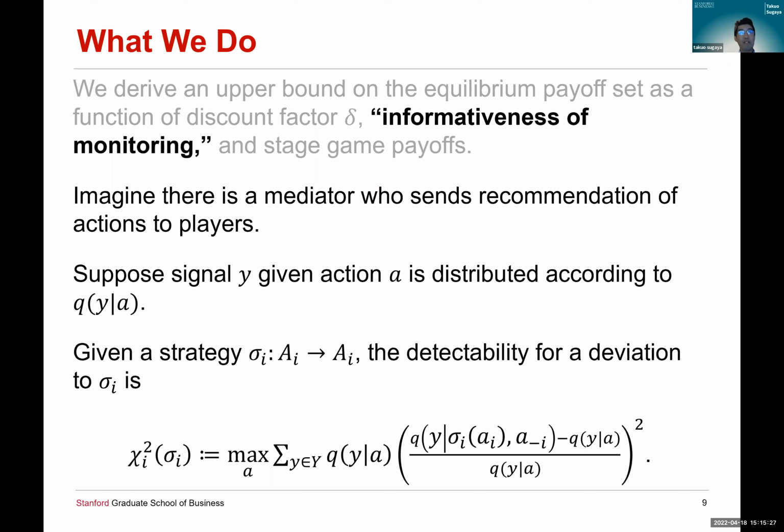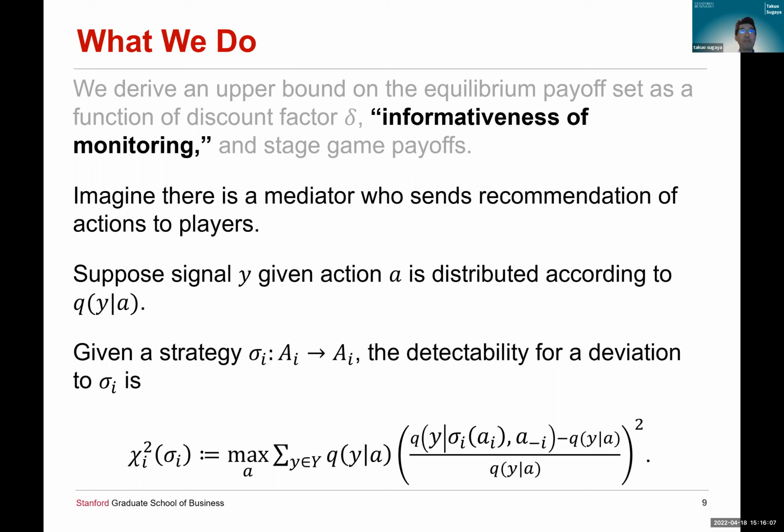I got a question, if that's okay. I assume that you rule out somehow the possibility that a deviation of player i is detected only by signals to player i himself, right? Well, I guess this information measure doesn't take that into account. As long as player one's signal perfectly detects player one's action, that's fine in terms of this information measure. And the reason is we consider the relaxed problem that there's a mediator.